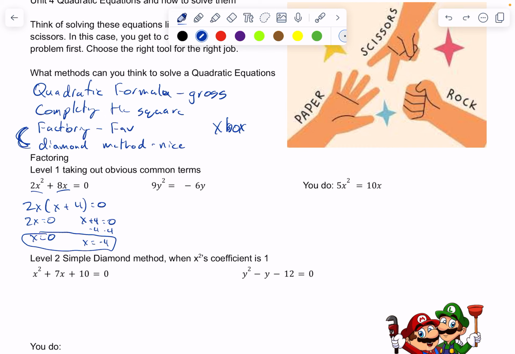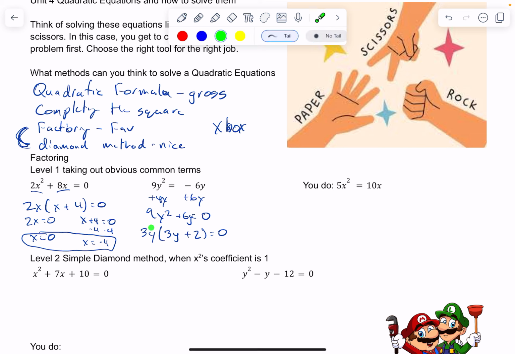Bring everything to one side. Plus 6y, plus 6y. It's an ugly looking 6, but 9y squared plus 6y equals 0. What do we have in common? There's a 3y I can factor out. That gives me 3y times (3y plus 2) equals 0. So, like I was harping on earlier, what can make this 0? What can make this 0?